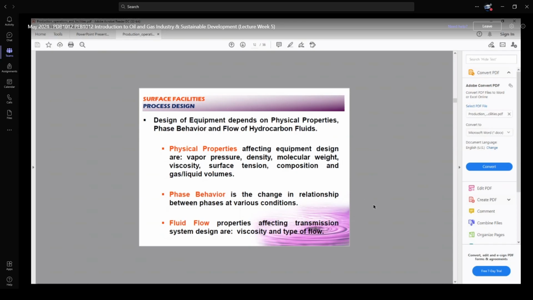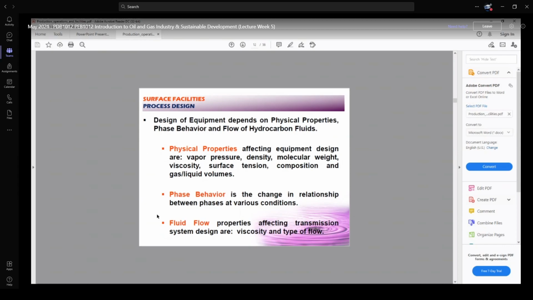The fluid is going to behave differently. At the reservoir, maybe the gas is not in the gaseous form due to temperature and pressure conditions, maybe in the liquid condition. But when they reach the surface, they are going to change their behavior or phase from liquid to gas, because at the surface the pressure and temperature conditions are different. So phase behavior is also another factor to decide the design of the equipment for the facilities.